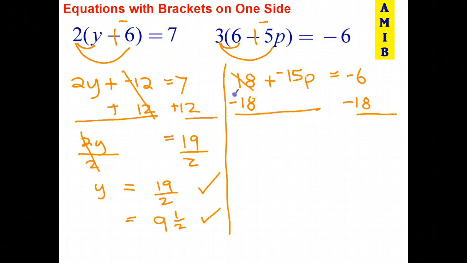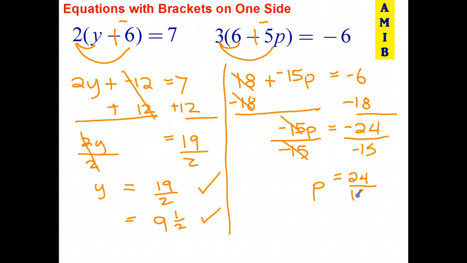like so. They cross out. That leaves just the negative 15p equals negative 6 subtract 18, which is negative 24. My next step is to divide both sides by negative 15. Negative 15 divided by negative 15 is 1, so I end up with 1p, or just p. A negative divided by a negative is a positive, so I get 24 on 15.